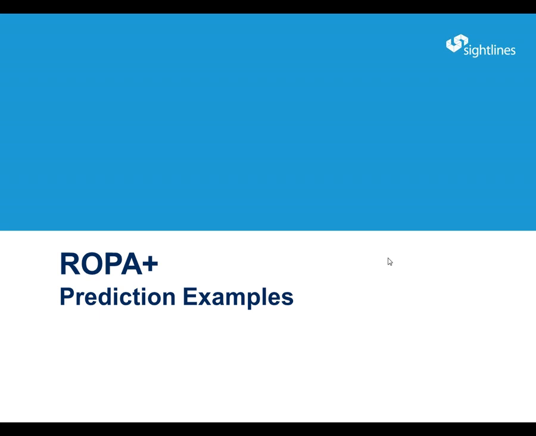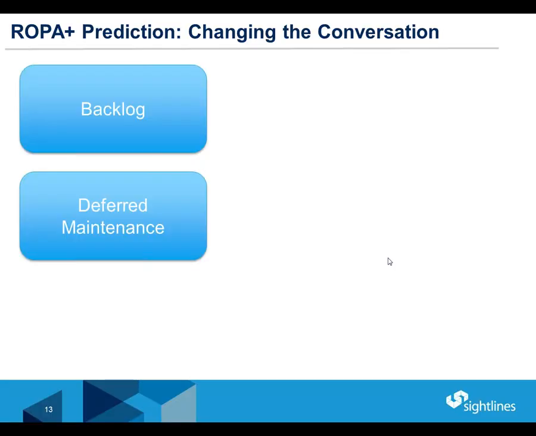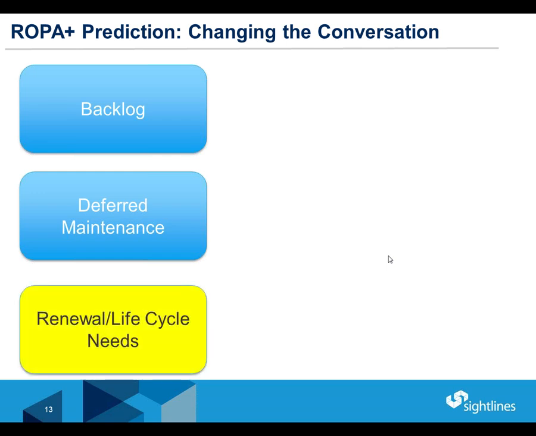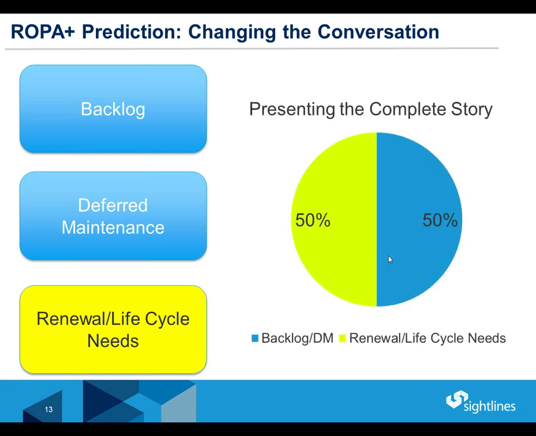So I want to show you now some specific examples, starting with the prediction model, and I'm going to ask Ted Kell to start up here. Sure. Thanks, Jim. So when we get into the prediction piece, ROPA plus prediction, we're going to be changing the conversation. And by that I mean, when you look at these two areas, backlog and deferred maintenance, they're generally very large numbers, can be scary numbers, and oftentimes there's not a lot of context when they're being presented for a lot of institutions. Well, I'll say that that's only half the story when it comes to capital investments over the next 10 years. The other half are renewal or life cycle needs. And this is where we talk about presenting the complete picture.